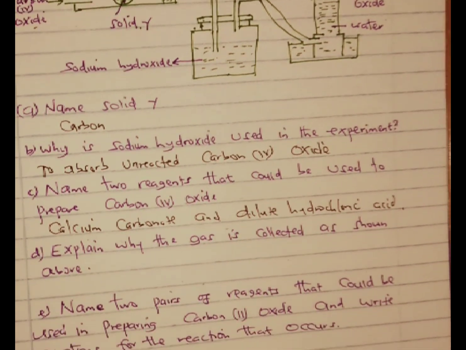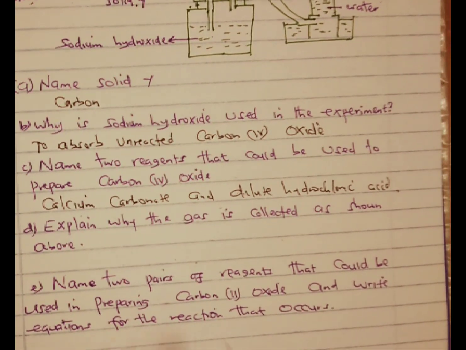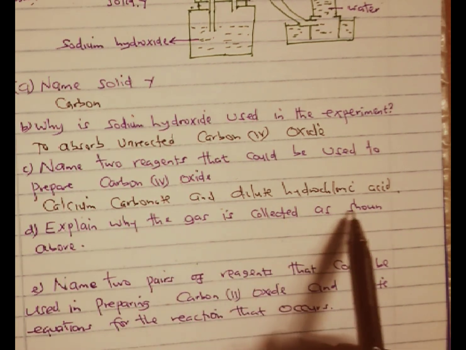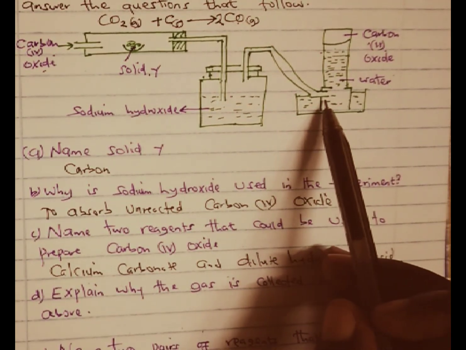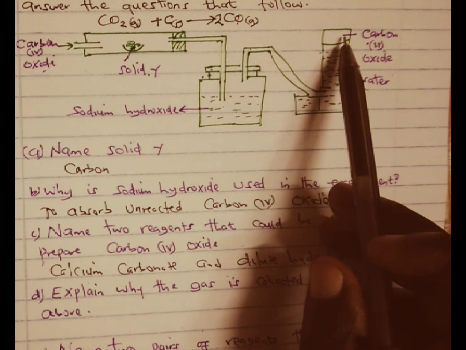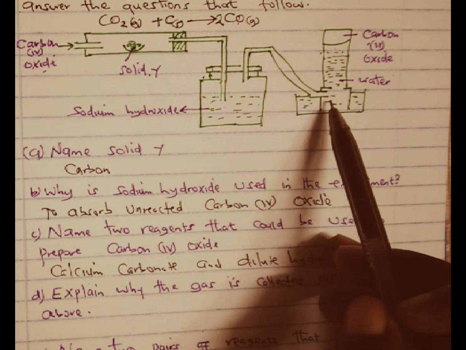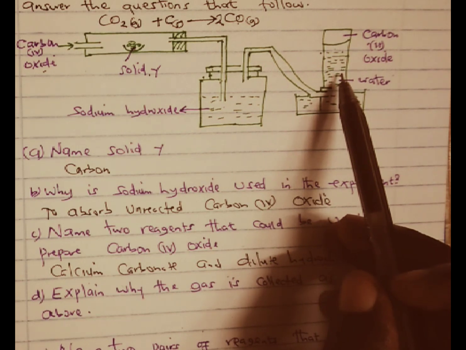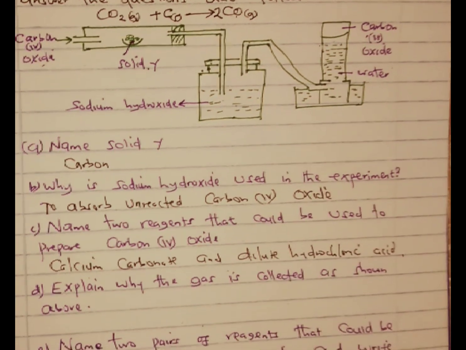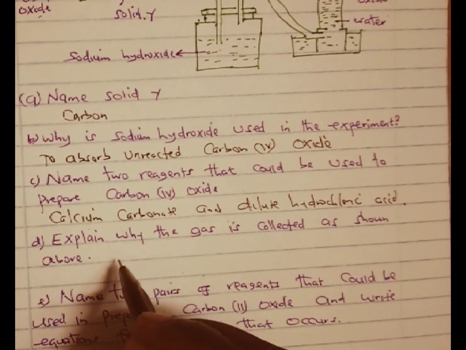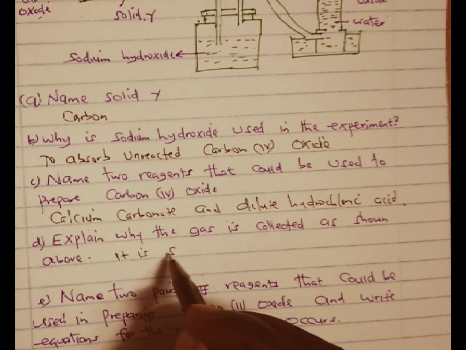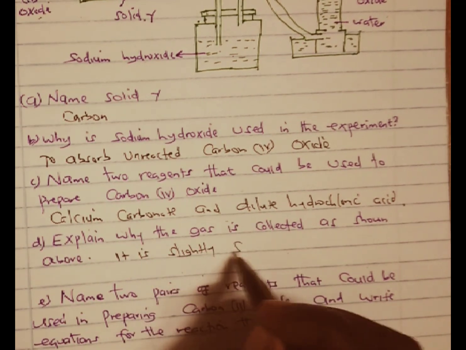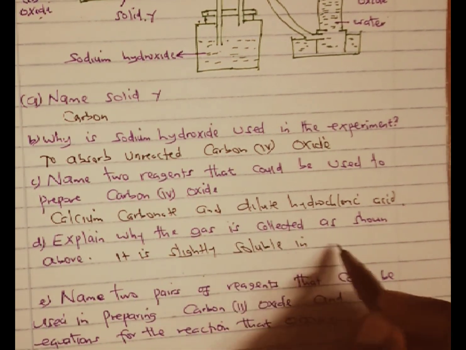D. Explain why the gas is collected as shown above. Remember, if you look at the way the gas is collected, it is going through water for it to be collected by upward delivery, and any gas that goes through water before it's collected has one characteristic, and that gas is insoluble in water, and therefore the perfect answer to give is that carbon 2 oxide is slightly soluble in water.